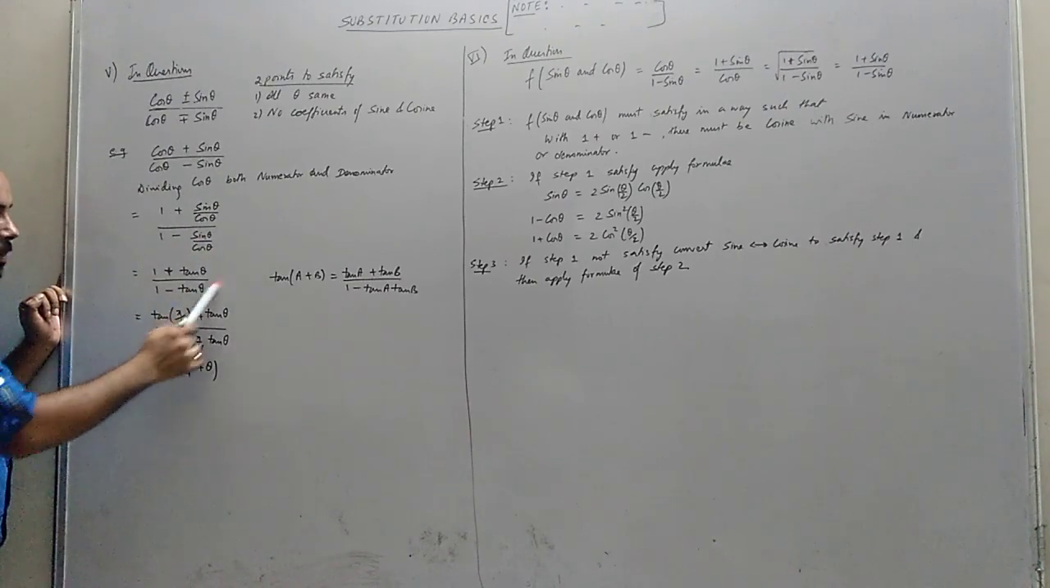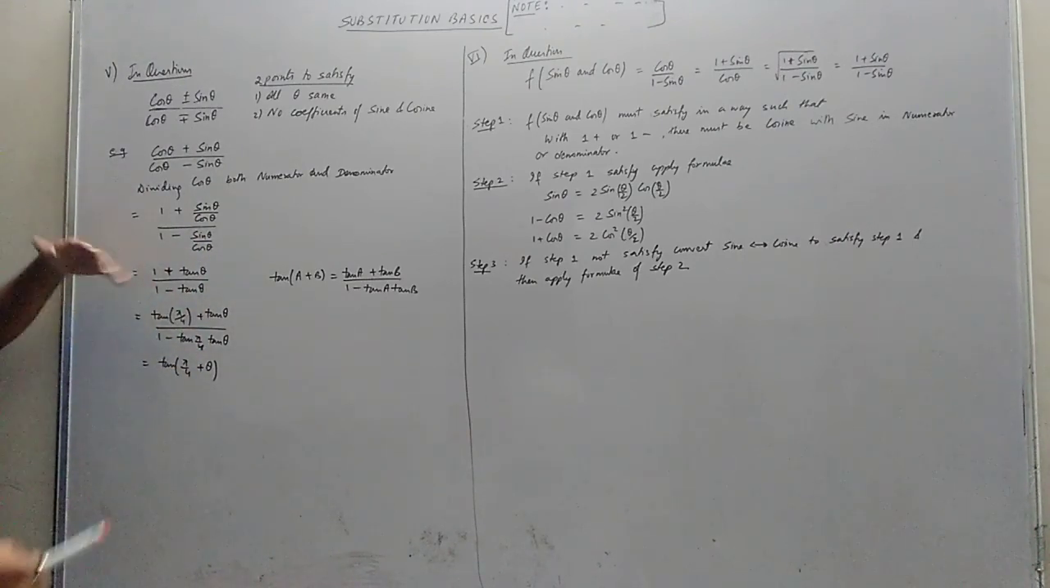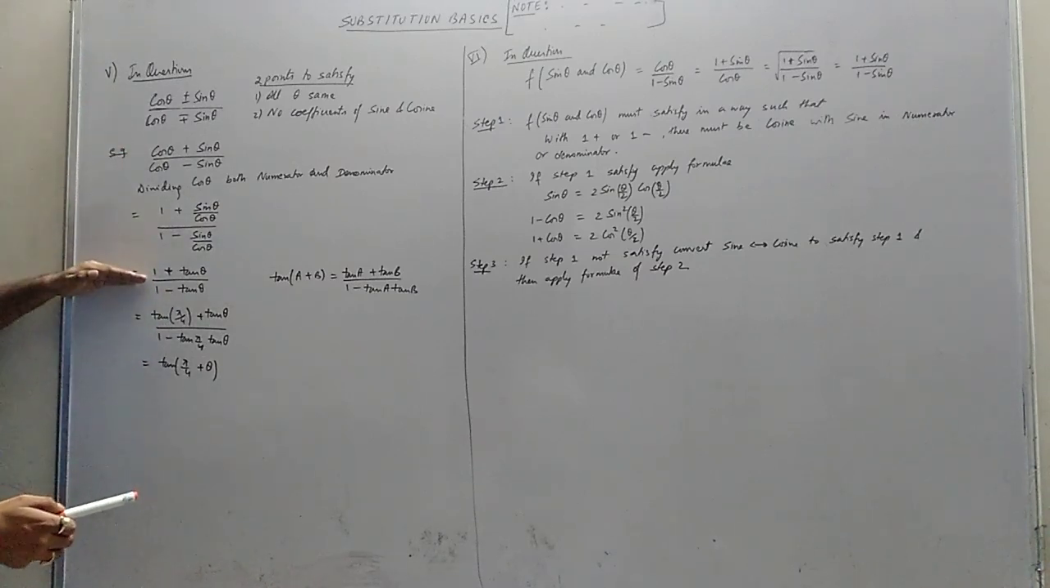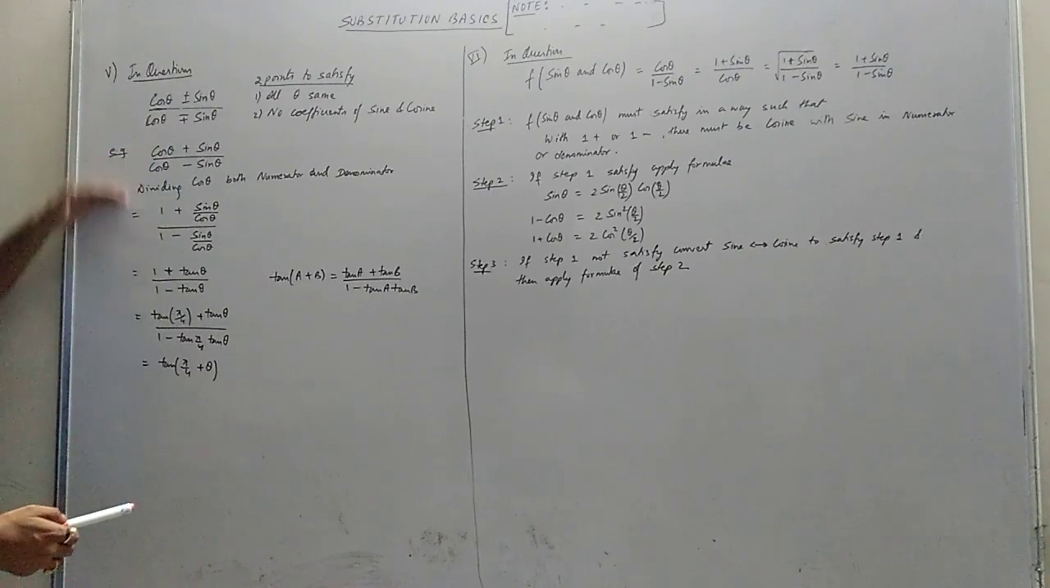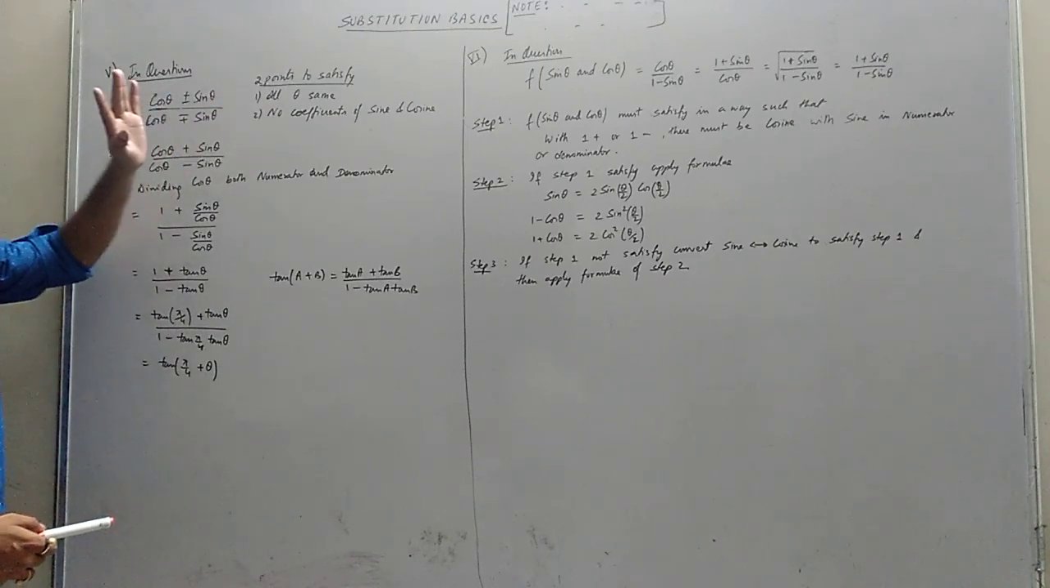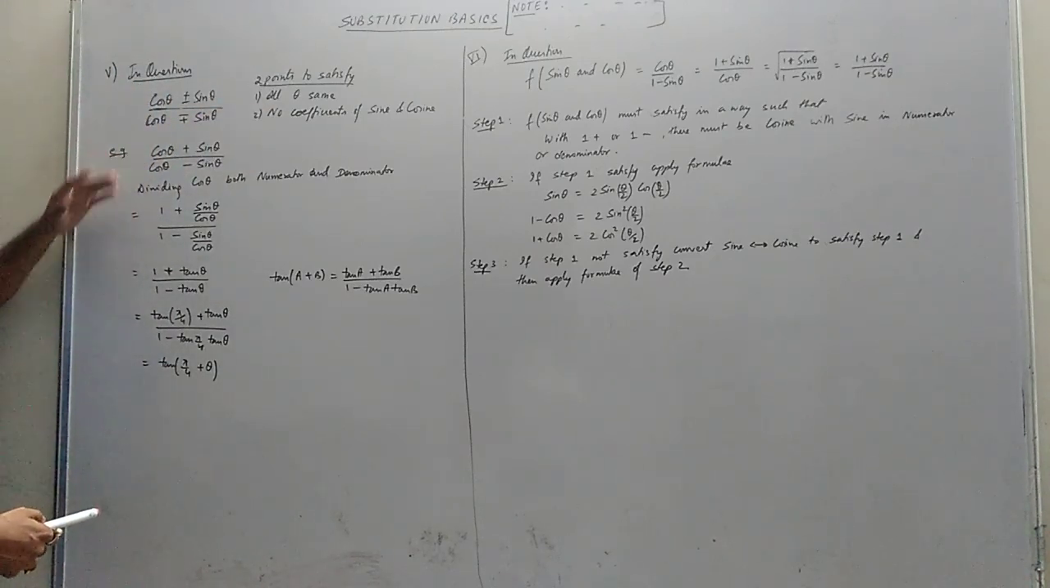Now these things you have studied in class 11. Whenever you face these types of things, there are a few questions where we start from here. That means you don't need to do this part. That means you need to divide by cos theta after satisfying these conditions.